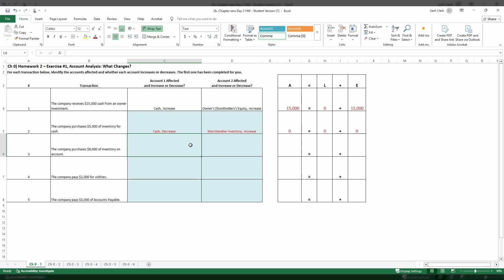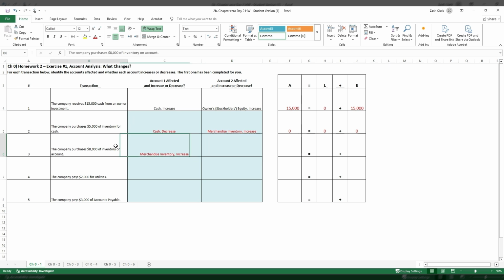Okay, let's look at number 3. The company purchases $8,000 of inventory on account. So here again, we'll have merchandise inventory. We're getting some of that, and that's going to be an increase, just like it was in transaction 2.